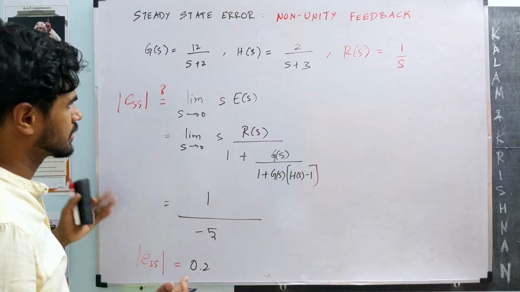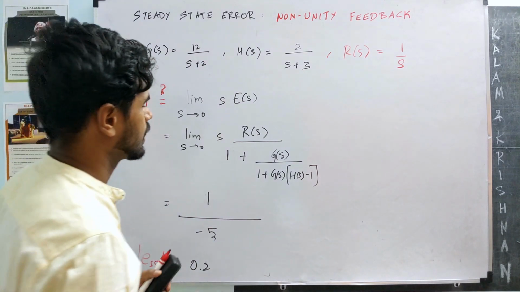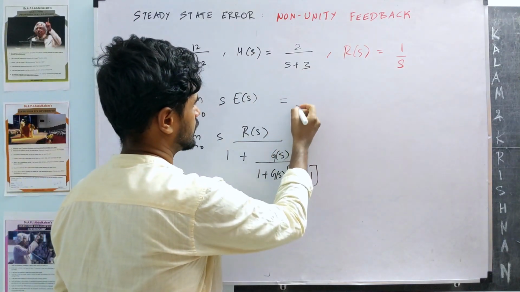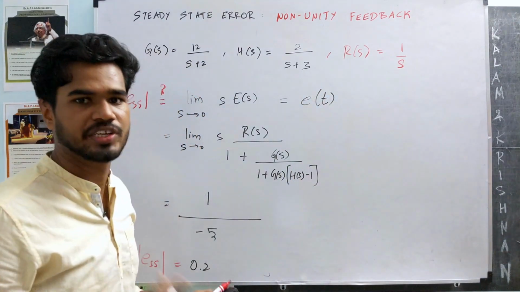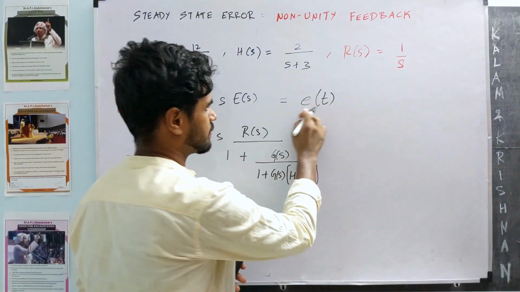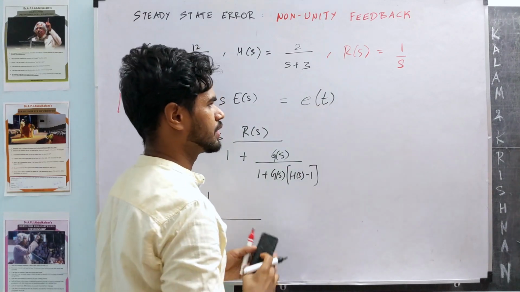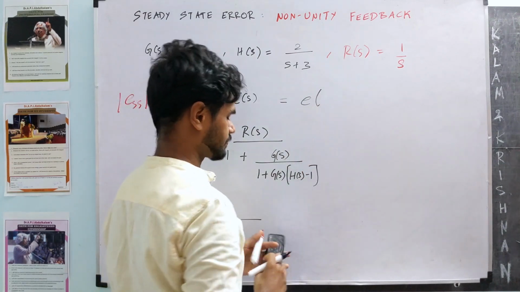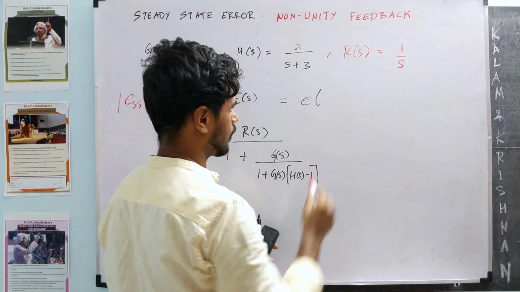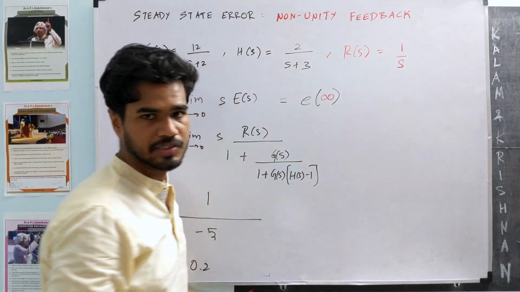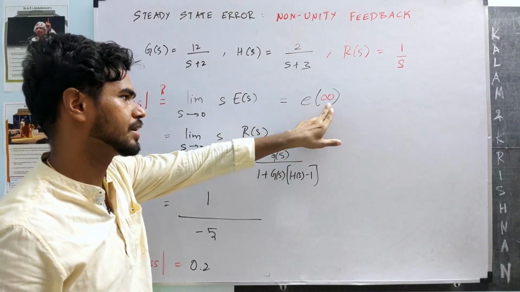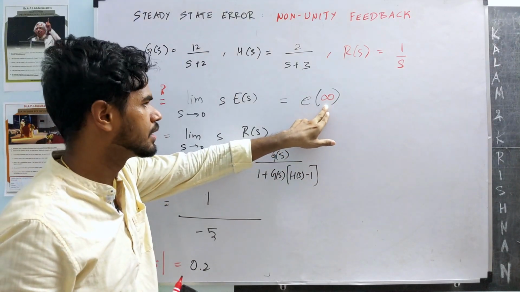So the first part is essentially, let's take error as a function of time. We want the steady state error, which means we want this at the limit t tends to infinity, essentially e of infinity. Given the error signal as a function of time, we want the error at time infinity.